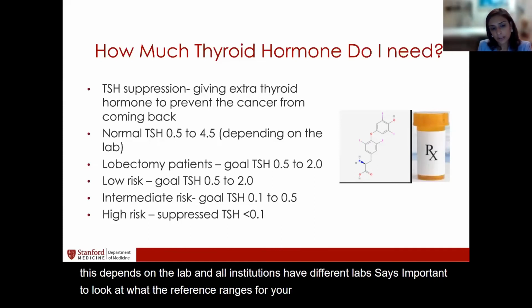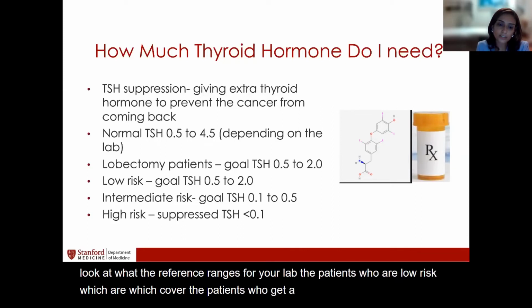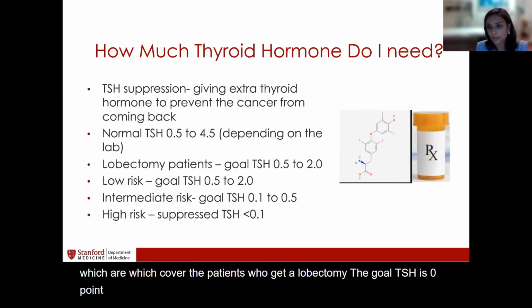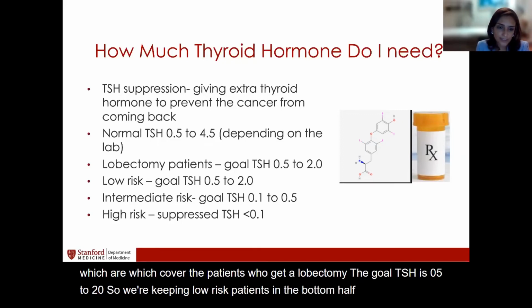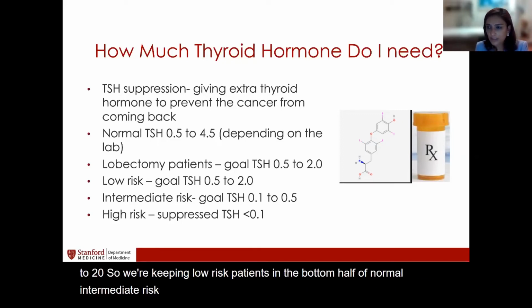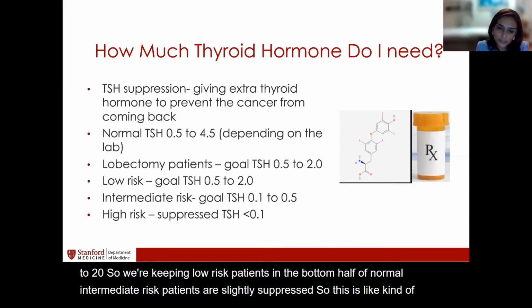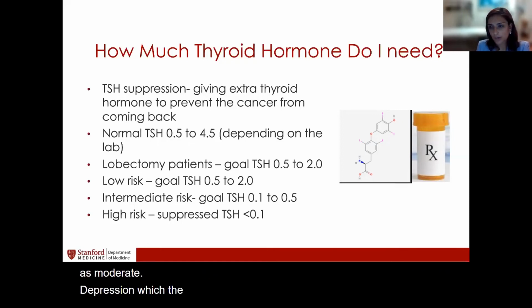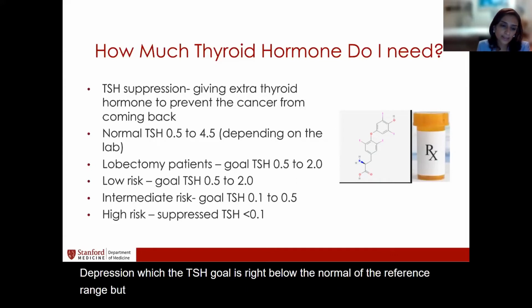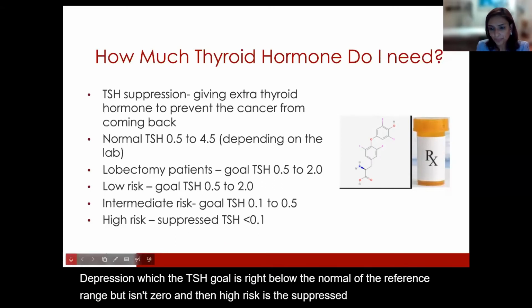The patients who are low risk, which covers the patients who get a lobectomy, the goal TSH is 0.5 to 2.0. So we're keeping low risk patients in the bottom half of normal. Intermediate risk patients are slightly suppressed. This is known as moderate suppression, where the TSH goal is right below the normal reference range, but isn't 0. And then high risk is a suppressed TSH of 0.